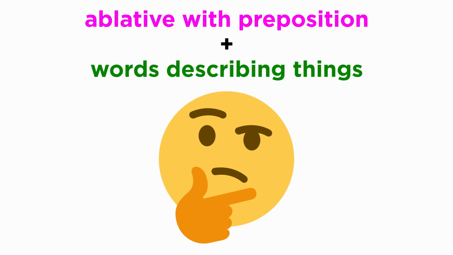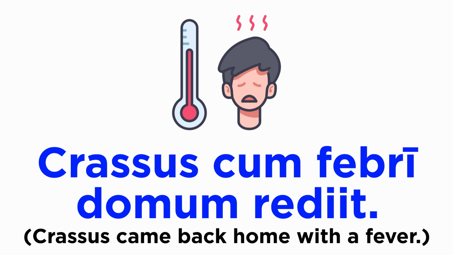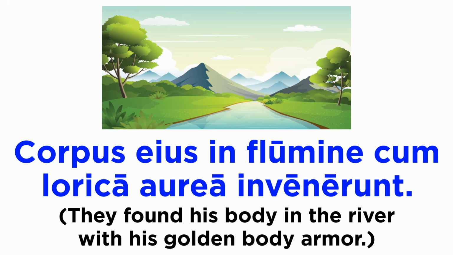Occasionally, this ablative with preposition is seen also with words describing things, almost as if personalized. Gladii cum telis in agro errant. Crassus cum febri domum rediit. Corpus eius in flumine cum lorica aurea invenerunt.